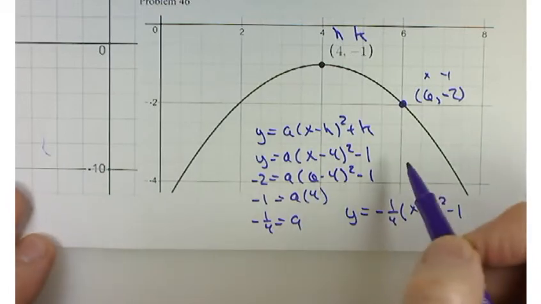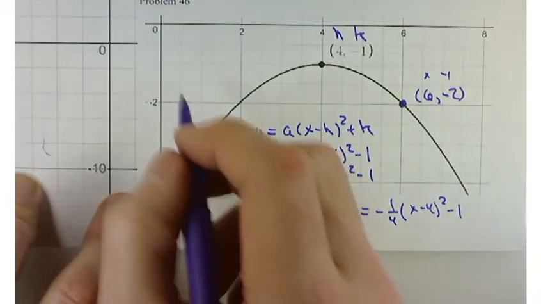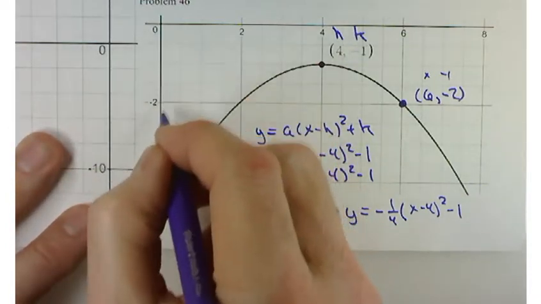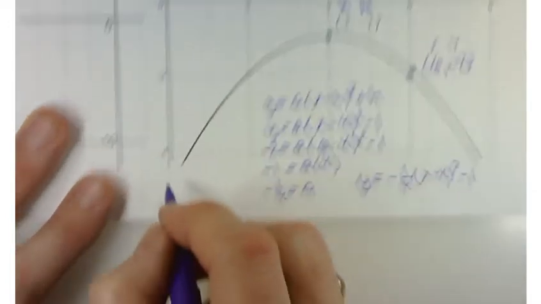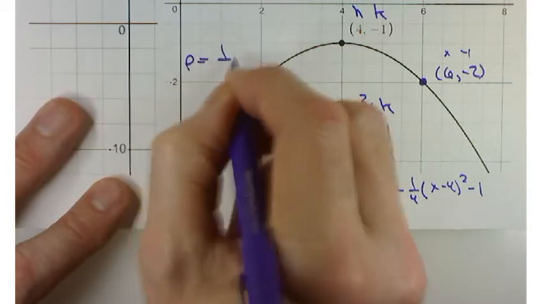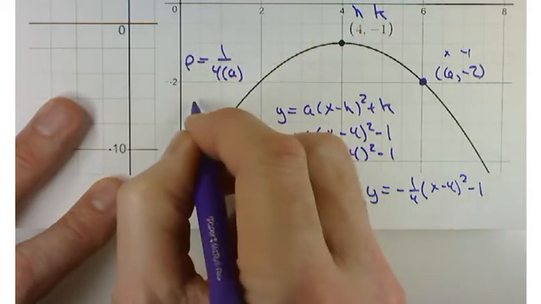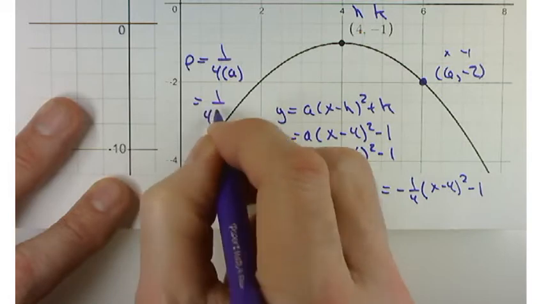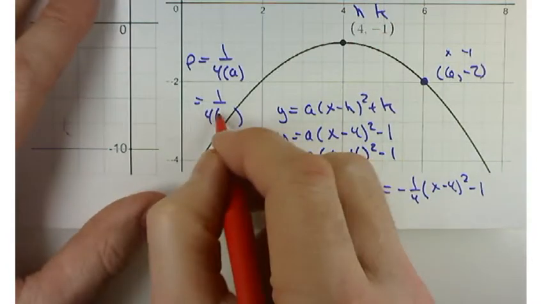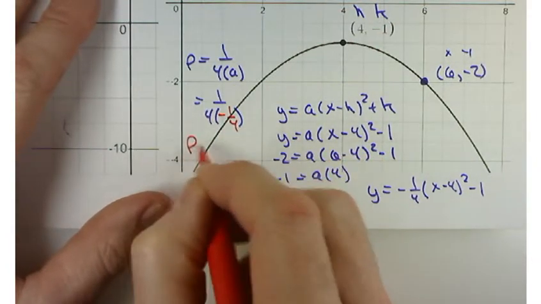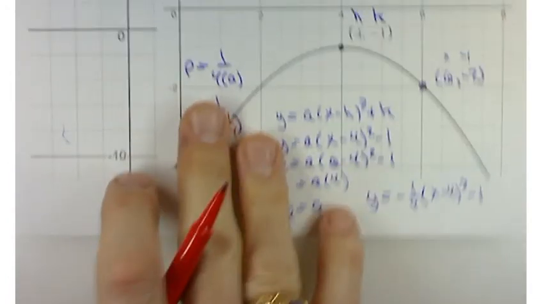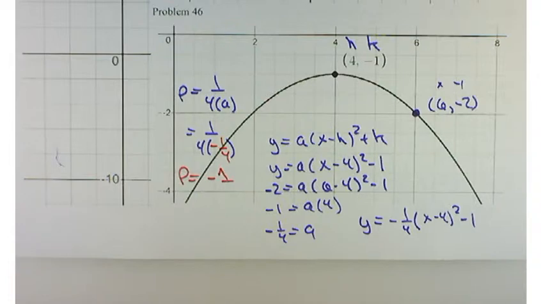All right. Let's keep going. Now, there's an equation that we can use to help us find P, and that is P equals 1 over 4a. So I'm trying to think where I want to write that. P equals 1 over 4 times a. So 1 over 4 times what? Negative 1/4. So what does P equal? Yeah, P equals 1 or negative 1. I don't really worry about the sign so much.